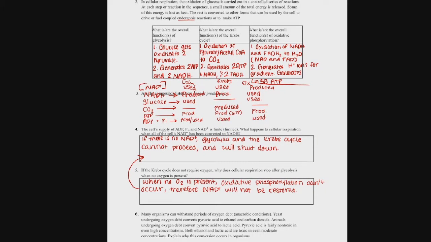Okay, so many organisms withstand periods of oxygen debt, anaerobic conditions. Yeast undergoing oxygen debt converts pyruvic acid to ethanol and carbon dioxide. Animals undergoing oxygen debt convert pyruvic acid to lactic acid. Pyruvic acid is fairly non-toxic even in high concentrations. Both ethanol and lactic acid are toxic even in moderate concentrations. Explain why this conversion occurs in organisms.